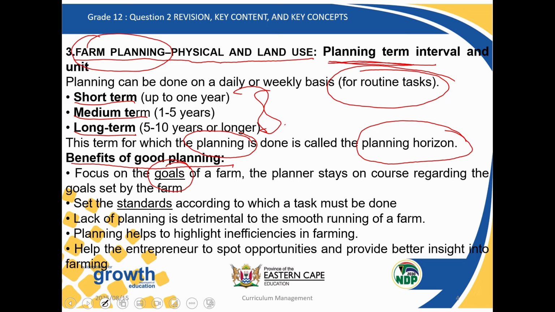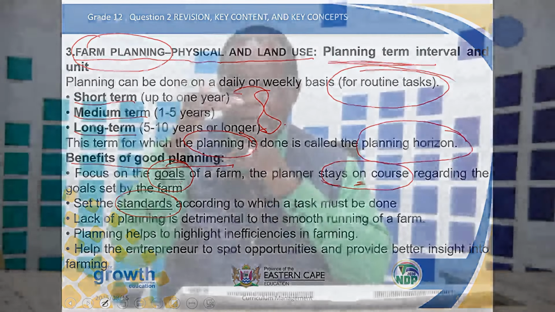So hence, with this plan, you should be able to track your goals, whether you are on course or off course. That is very, very critical. And the standard upon which you want the task to be achieved in this particular farm, the standard and the goals, that is very, very critical. Hence, you will also eliminate inefficiencies, things or activities that are just not making a contribution.